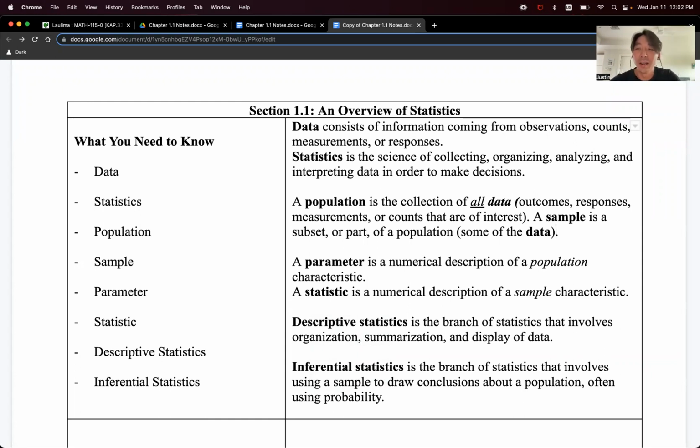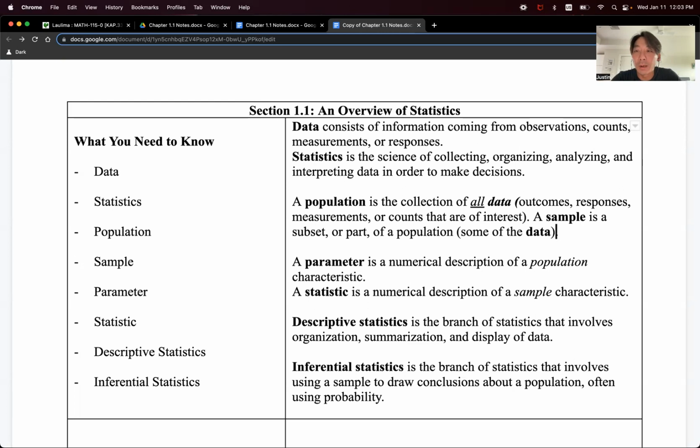Okay, so let's continue on. I was just talking about population and sample, right? And a sample is a subset or part of a population. Let me give you a quick example. So let's say your population is some data about the entire United States. So let's say you want to know the average salary across the entire United States. Okay, so the population would be if you had salary data for every single individual in the entire United States.